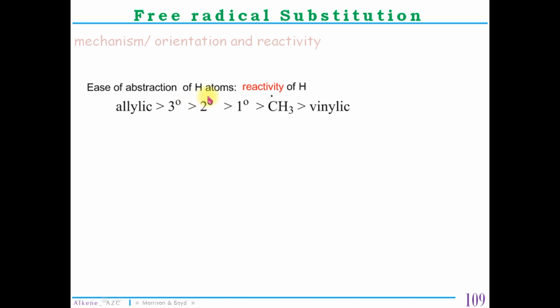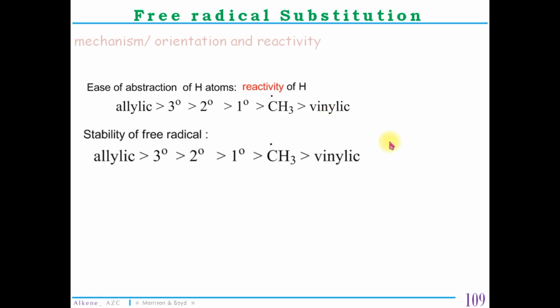Ease of abstraction of a hydrogen atom in this reaction, which is the reactivity of hydrogen for substitution reaction: allylic is most reactive, then tertiary, then secondary, then primary, then methyl, and lastly vinylic hydrogen is least reactive. It is similar to the stability of free radicals, where the allylic radical is most stable and the vinylic radical is least stable.